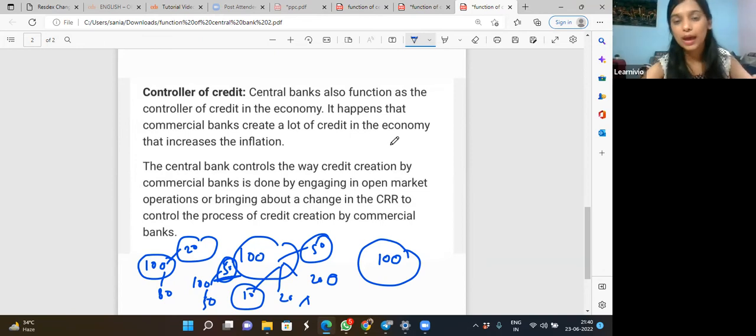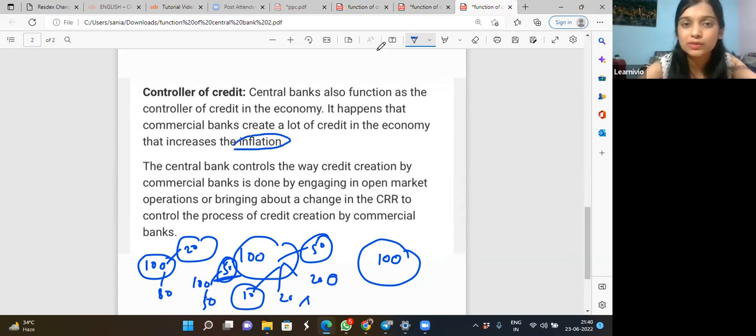Okay. So basically, what happened? For example, I am depositing 100 rupees. Next month, it will be 500. So it is a magic that is known as money creation. I'm depositing 100 rupees, next month it will be 500, so of course, I have lots of money with me. This happens with commercial banks, that they create a lot of credit. And because of that, there is an increase in inflation.